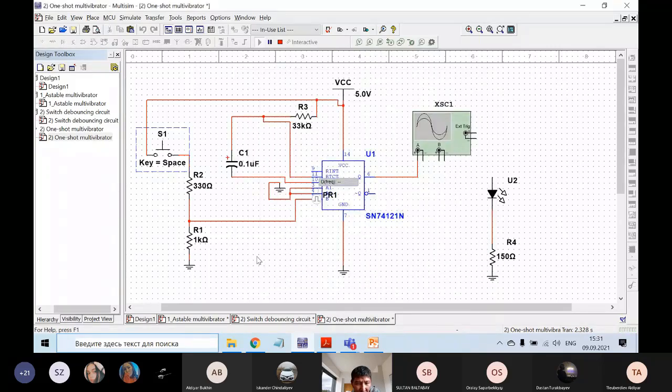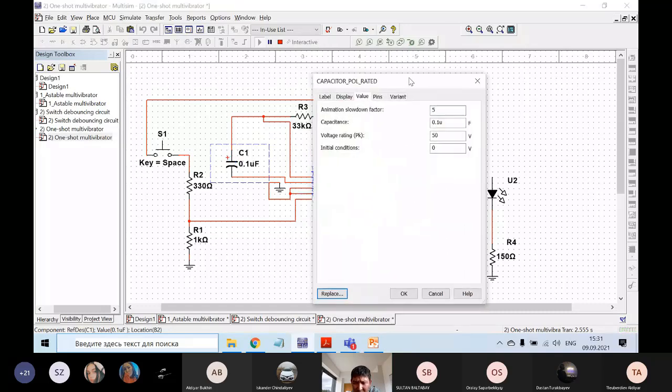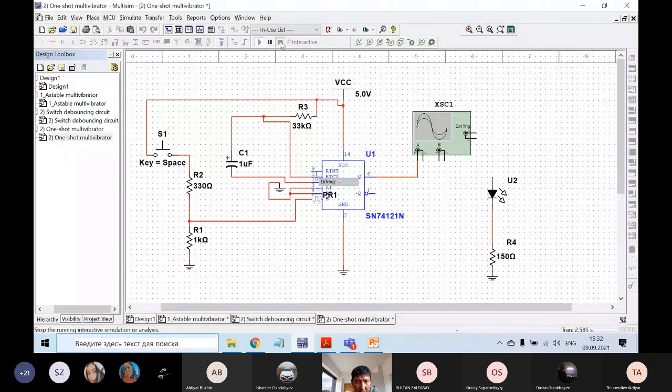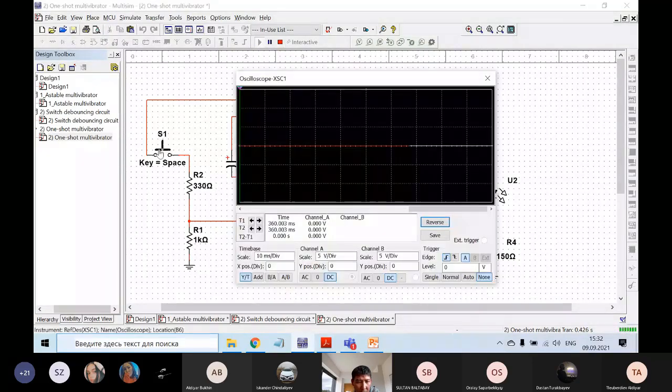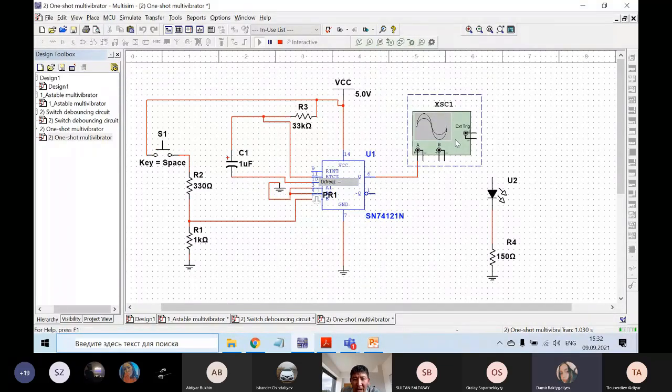So how can we change the duration of the impulse? Also by changing the capacitor. For example, let's try to change this capacitor. So how much is it? 0.1 microfarad. So let's do 1 microfarad. Okay. Can you see what has changed? Duration, right? Duration is high. Yes. No, the amplitude is the same. But yes, right, duration is larger.